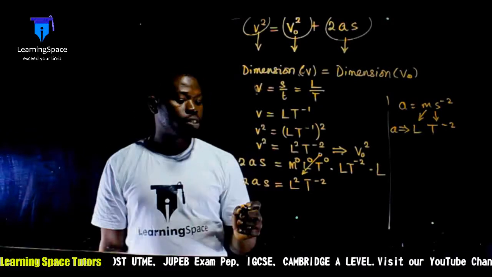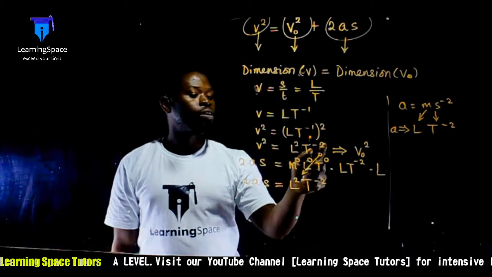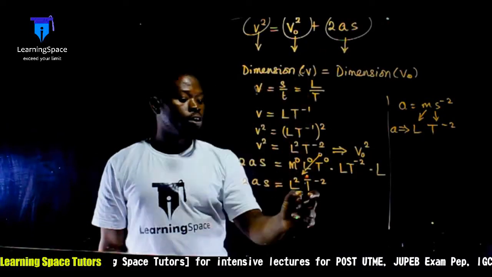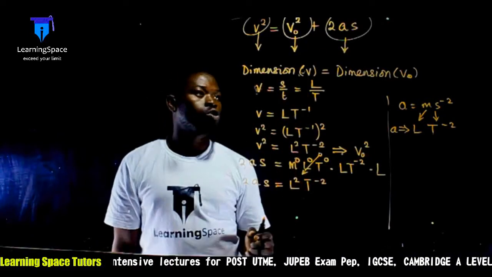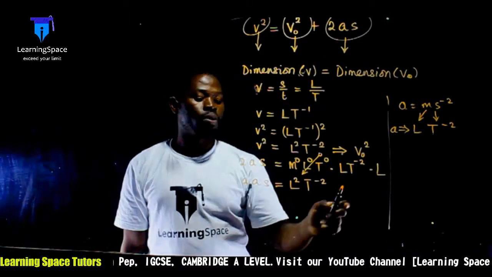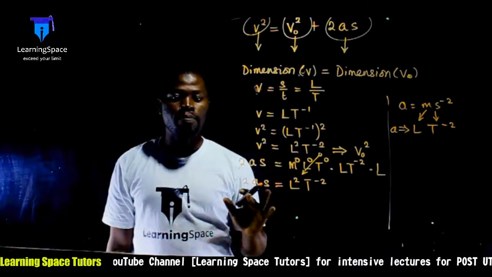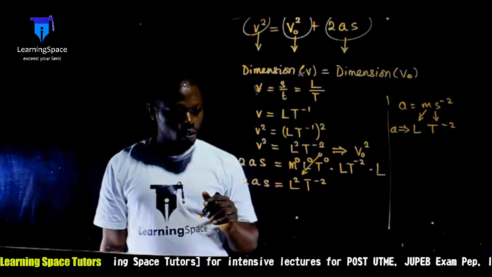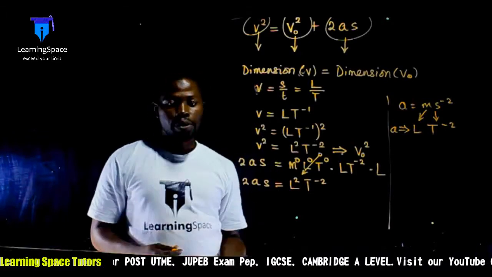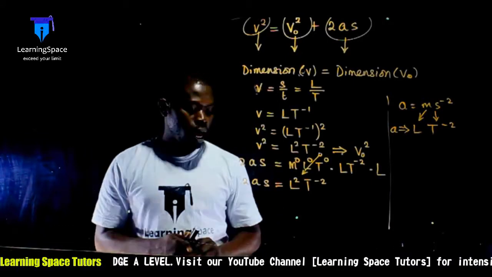So you can see that our V squared, having the dimension L squared T minus 2, has the same dimension as V naught squared, which is L squared T minus 2, and it still has the same dimension as 2as, which is L squared T minus 2. Therefore, the equation is dimensionally correct. You can write that in words while you are answering the question in the exam. So we will move to question 1B as given in the question.